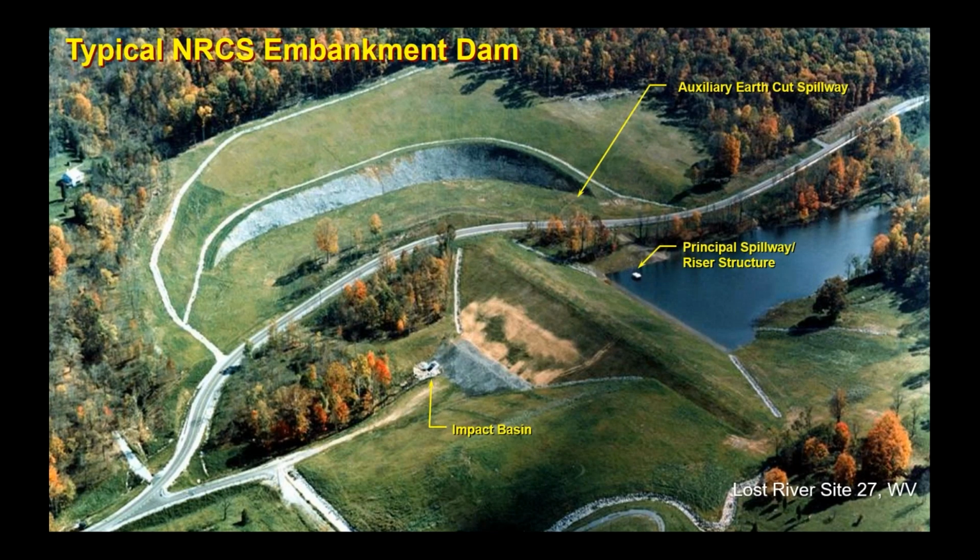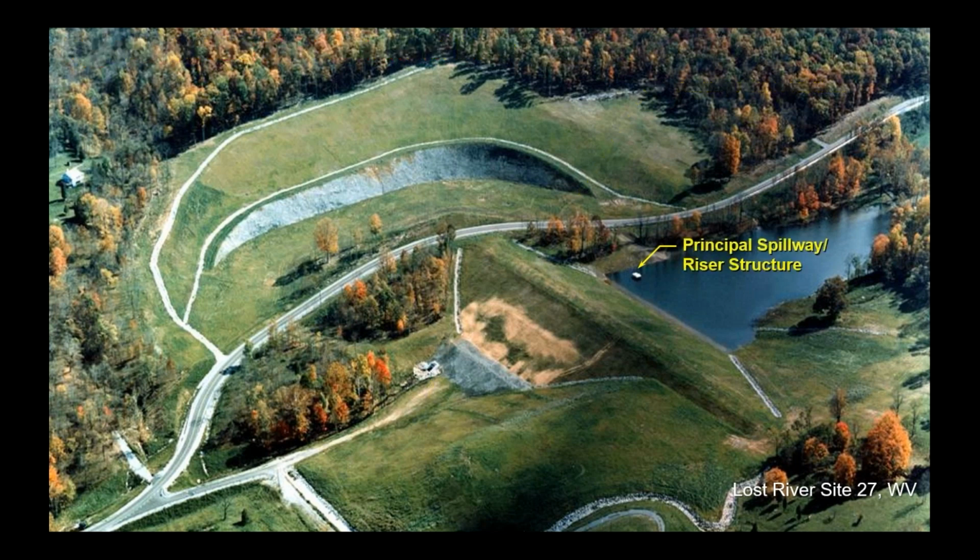Now, this is what we're going to focus on. This type of dam and this type of layout is pretty classic for the Natural Resources Conservation Service, where you have an earth embankment, a principal spillway or riser structure. You have an impact basin or some type of energy dissipation at the outlet, and an auxiliary spillway, normally an earth cut grass line type spillway. So that's what we're going to focus on. And we're going to take a few minutes to look at each one of these structures and talk about their purpose and importance, starting with the principal spillway and the riser structure.